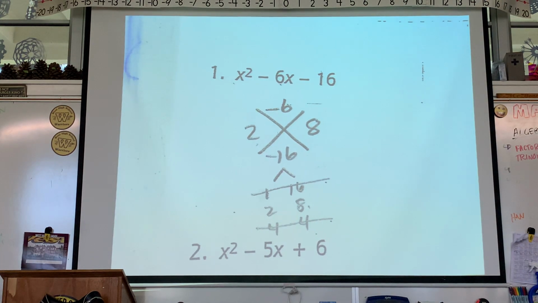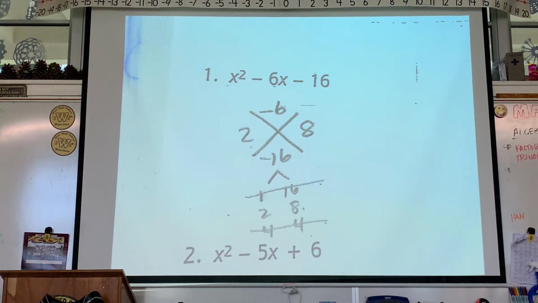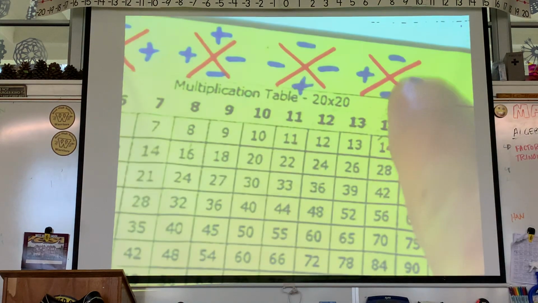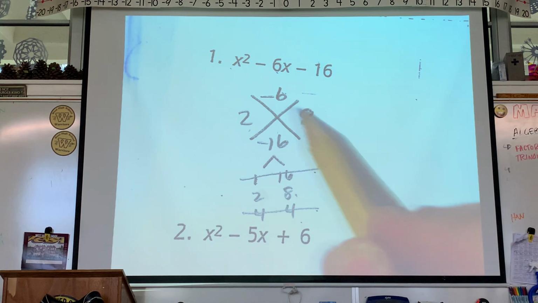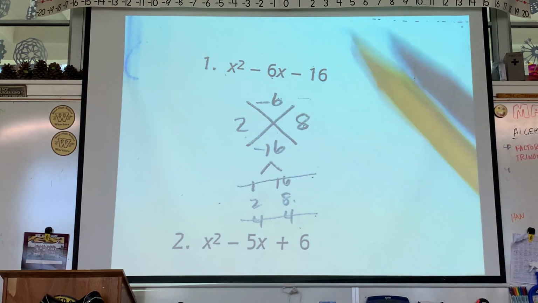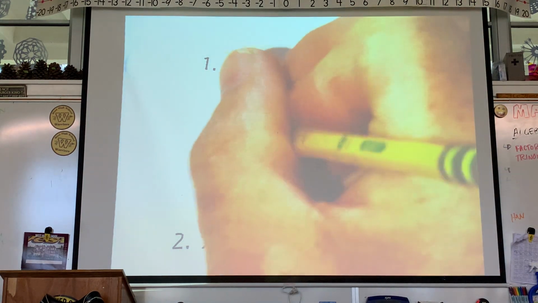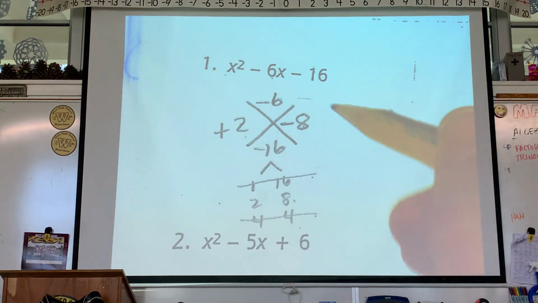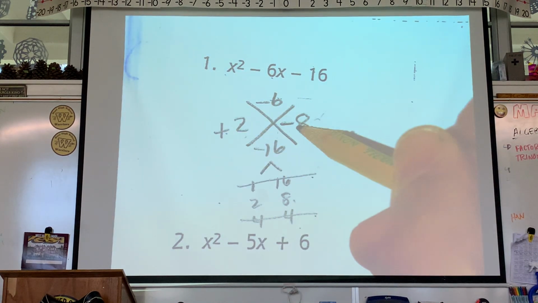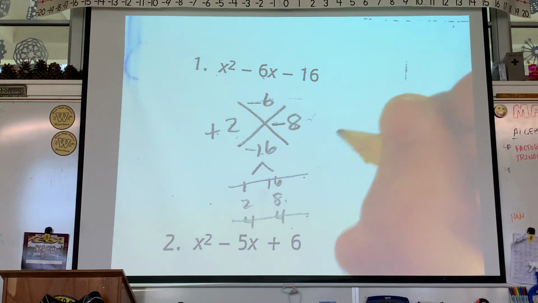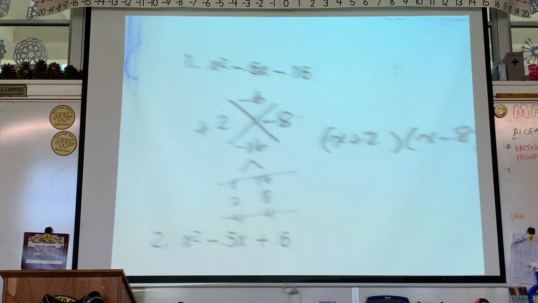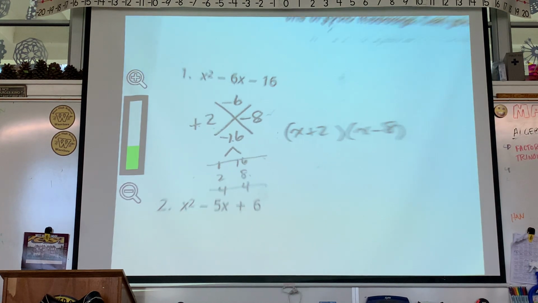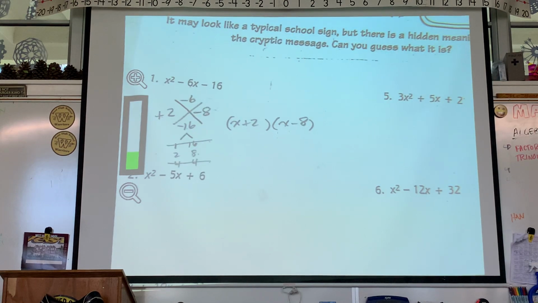I'm going to look at my cheat code here. If I've got a negative and a negative, one's going to be positive, one's going to be negative. I do know that -8 plus 2 on my number line is -6. So -8 plus 2, I've got my answer. -8 plus 2 is -6. -8 times +2 is -16. Let's make our parentheses an X and an X, a +2 and a -8. Okay, there's number 1. Let's move on to number 5.